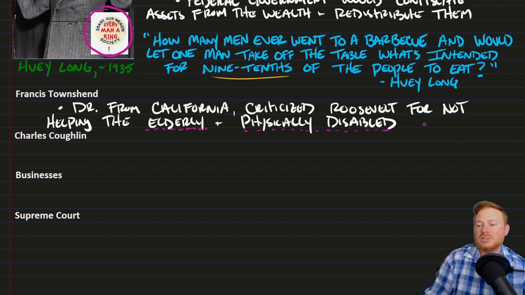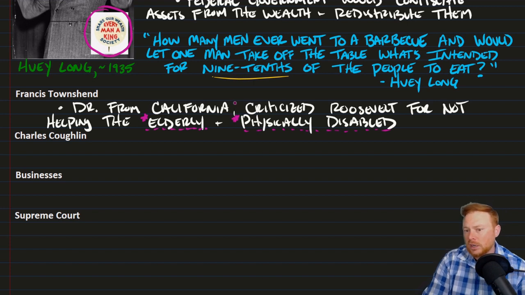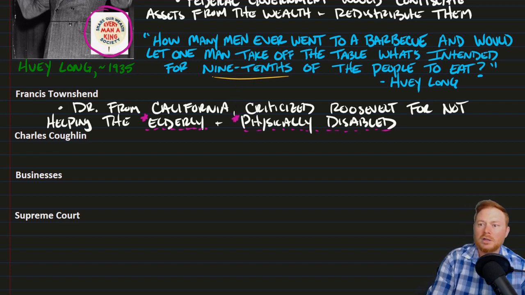And so Townsend was saying, look, Roosevelt, yes, all these work programs are great, but you're missing a very important segment of the population. You're not doing anything for the elderly, and you're not doing anything for those who are actually unable to physically work. And so again, Roosevelt would have to contend with this criticism, which in many cases was accurate.